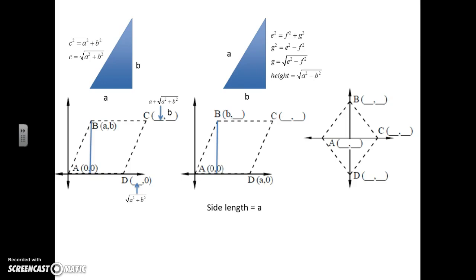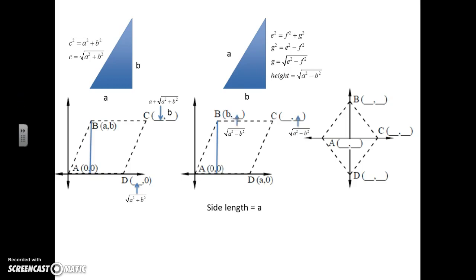Now I have done it with other variables so that we don't get confused and then plugged in at the end. So I know that the height of this must be the square root of a squared minus b squared. That is the y value for both B and C.